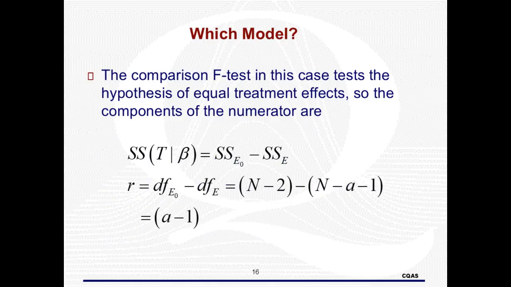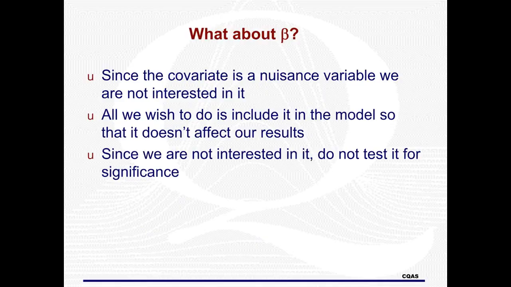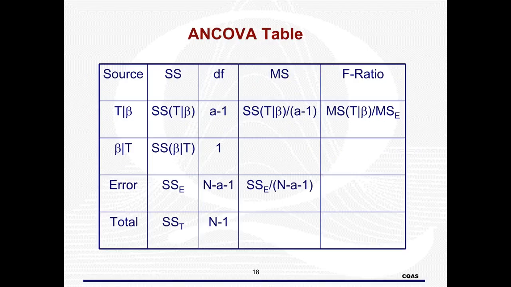Importantly, we do not test the covariate itself, it's a nuisance variable not of primary interest. In most cases, we are just including the covariate in the model for the purpose of making the error more precise. This is the standard ANCOVA table. Notice that we don't focus on F-tests for the covariate. The main focus is on treatment effects adjusted for the covariate.